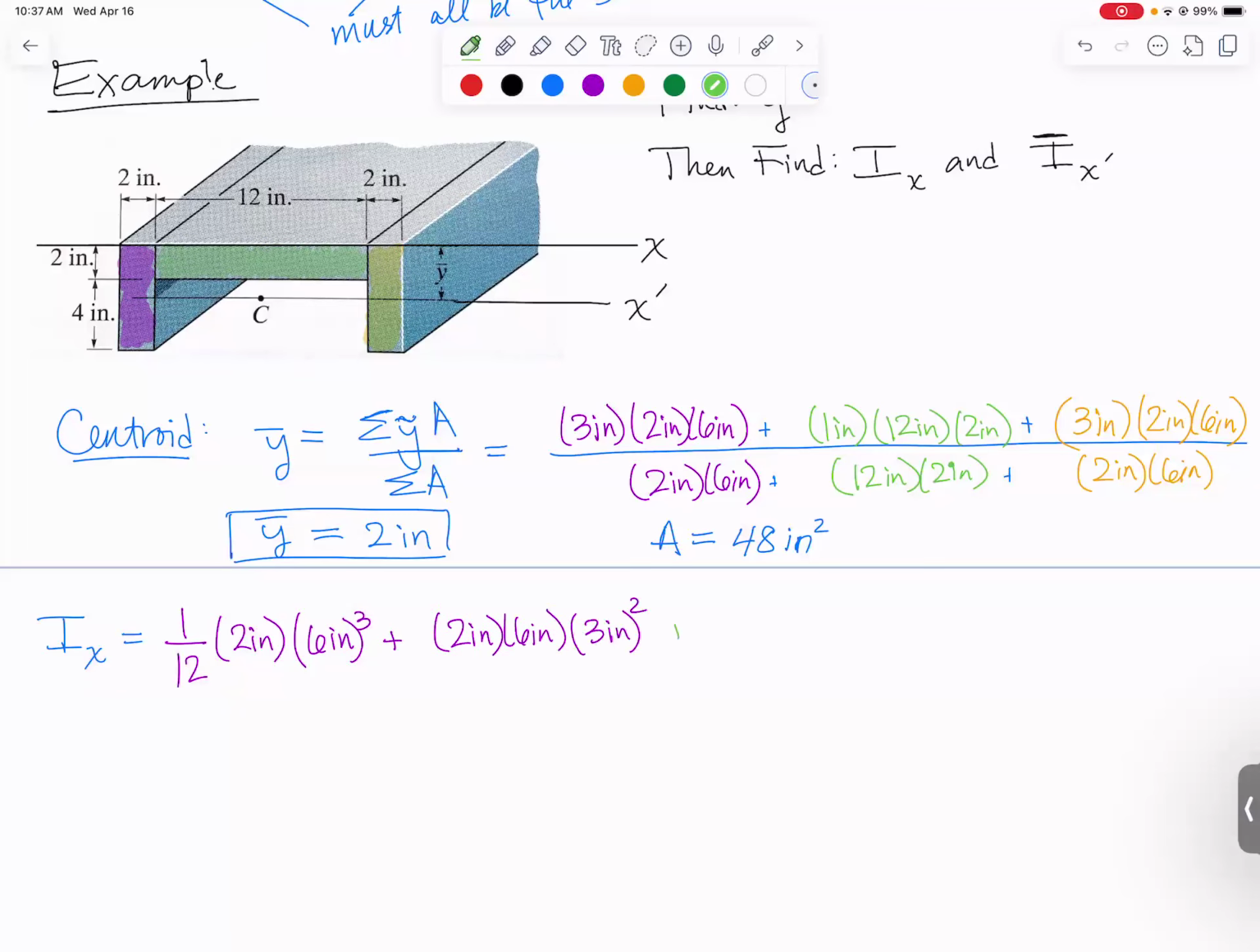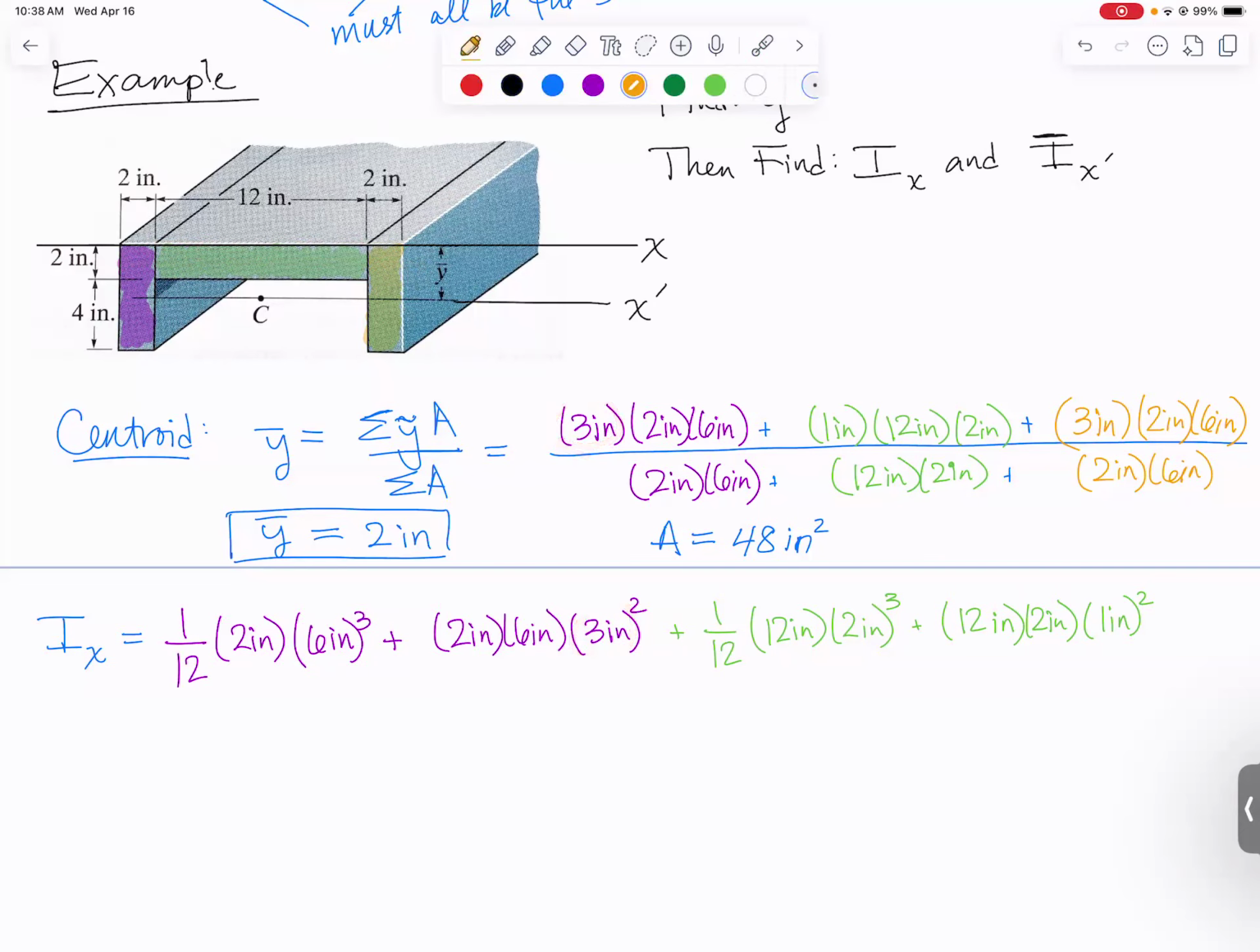Let's do the green one. Plus, we'll still use a 1/12 because it's still a rectangle. The base is the side parallel to the axis, that'll be 12 inches. And the height is 2 inches, which gets cubed. And then we add to it the area, 12 inches times 2 inches, times the distance between which 2 axes? The centroid of the shape we're finding the moment of inertia of, which is the green rectangle, and the x-axis. So it's a 1-inch distance, which gets squared.